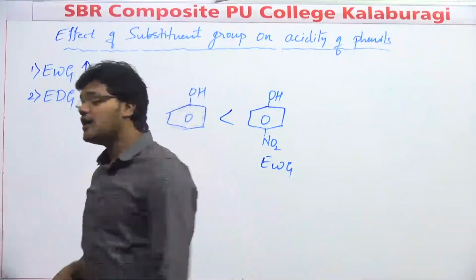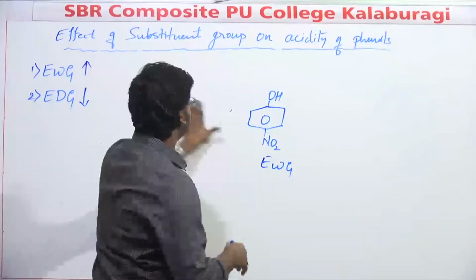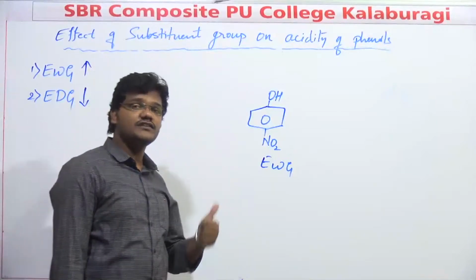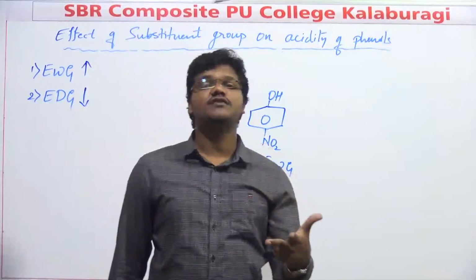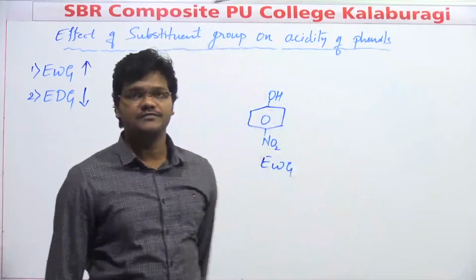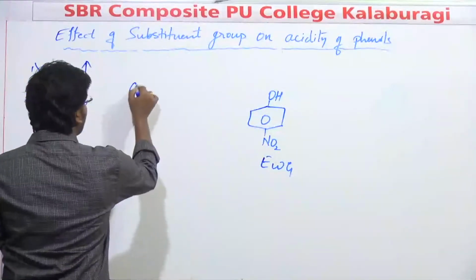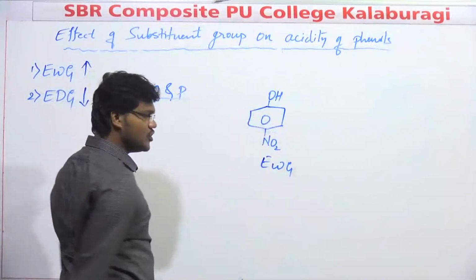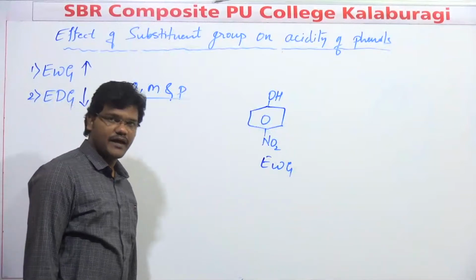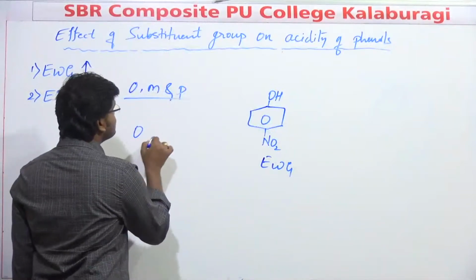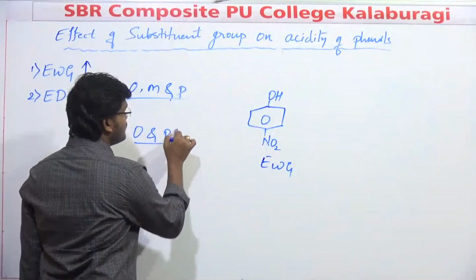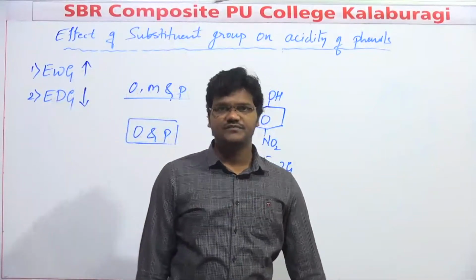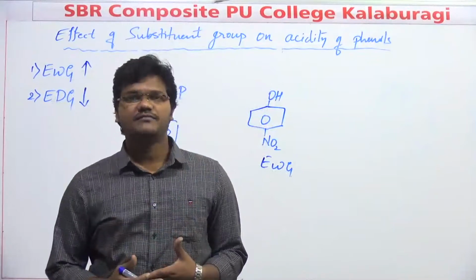Now let me talk about three isomers. One is orthonitrophenol, another one is metanitrophenol, and the third one is paranitrophenol. Among ortho, meta, and para nitrophenols, I will say ortho and para nitrophenols are more acidic compared to meta.